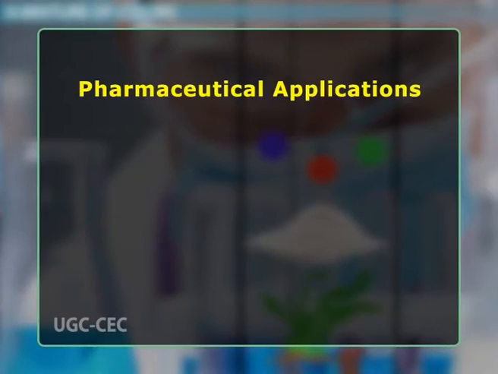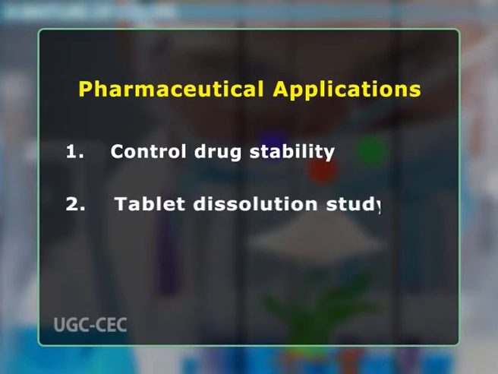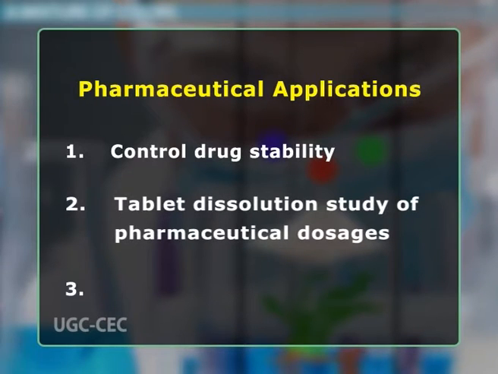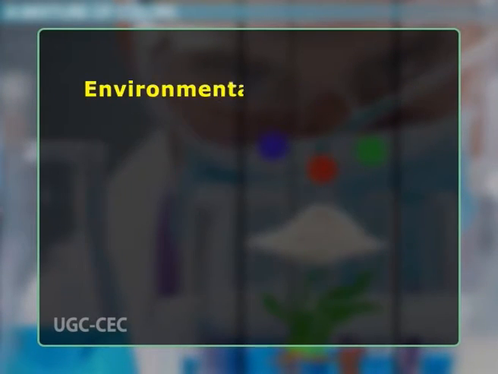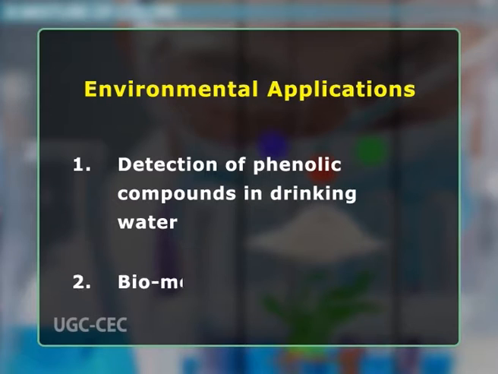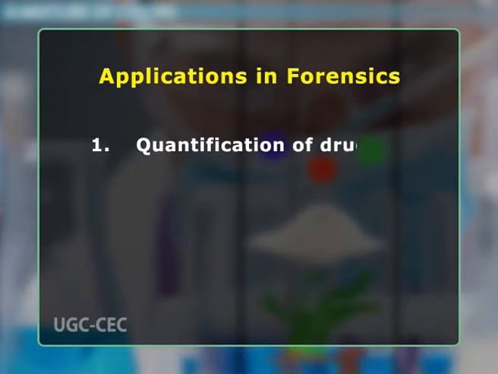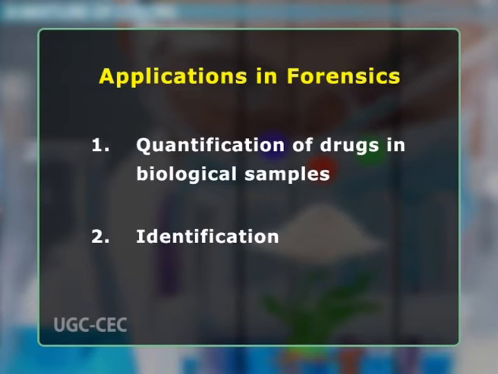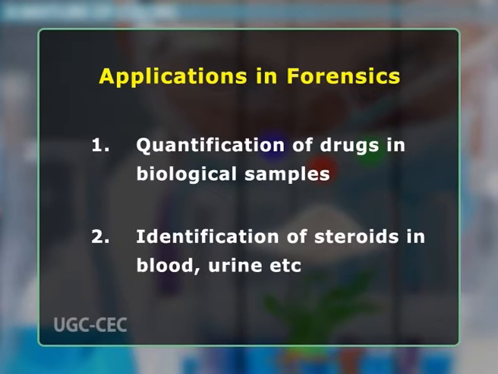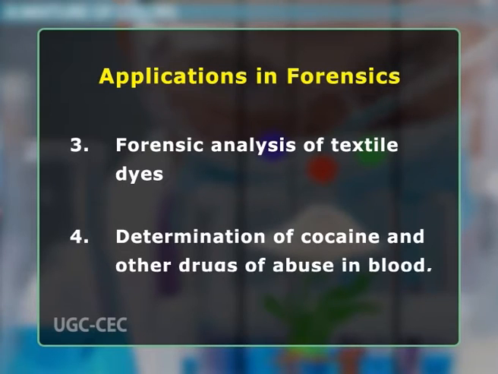The other applications of HPLC include pharmaceutical applications, which in turn include controlling drug stability, tablet dissolution study of pharmaceutical dosages, and pharmaceutical quality control. Environmental applications include detection of phenolic compounds in drinking water and biomonitoring of pollutants. Applications in forensics include quantification of drugs in biological samples, identification of steroids in blood, urine, etc., forensic analysis of textile dyes, and determination of cocaine and other drugs of abuse in blood, urine, etc.